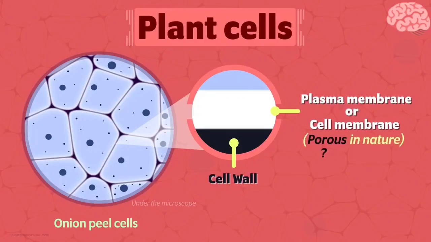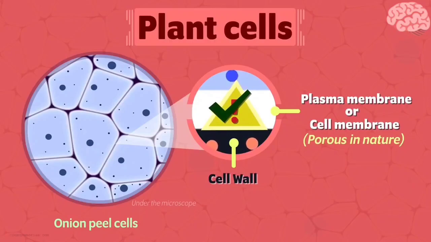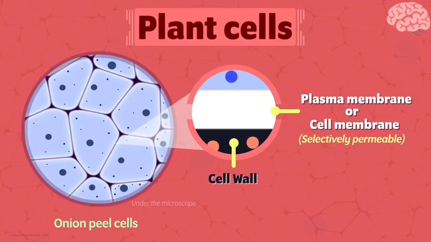So what does porous mean? It simply means that any material can move in and out of the plasma membrane. But is that dangerous? Of course it is. But the simple solution lies in the nature of the plasma membrane. That is because it is selectively permeable. So what does selectively permeable mean here?